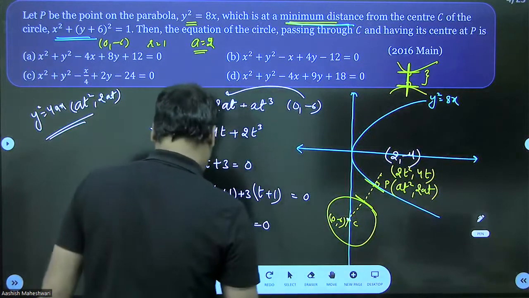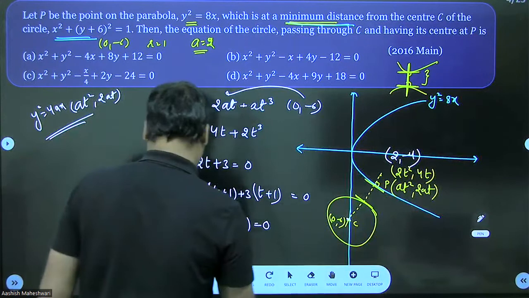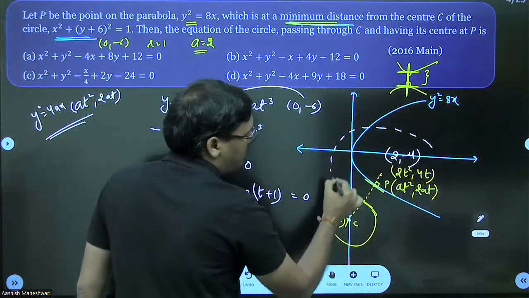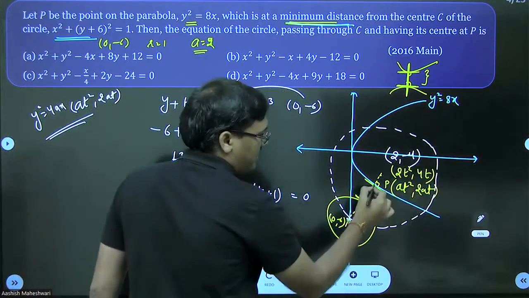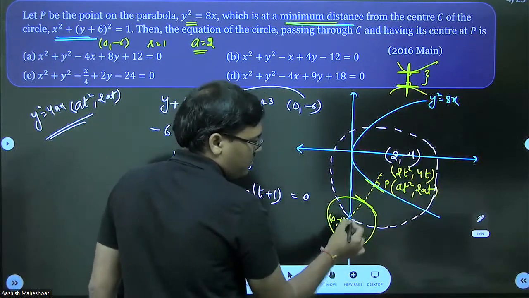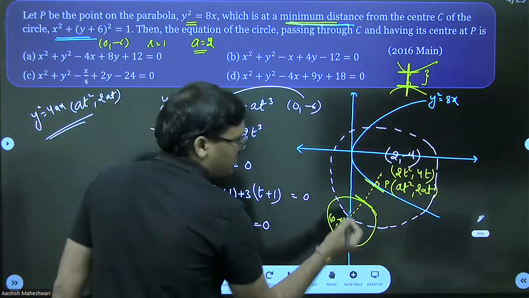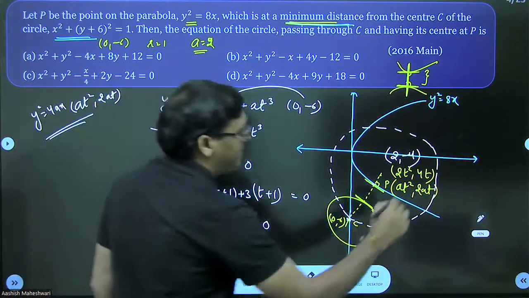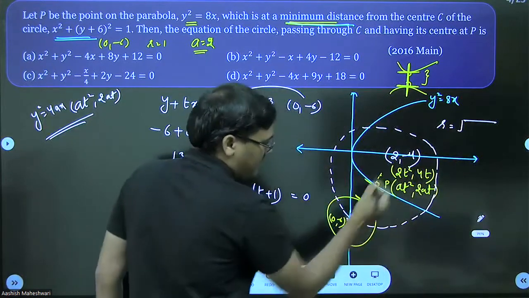You can see here, if I just try to draw that circle, it will be something like this. This is center at point P, and it is passing through 0, -6. So what is the radius of the circle? Since the circle is passing through 0, -6, you can directly say the radius will be the distance between center and this point.